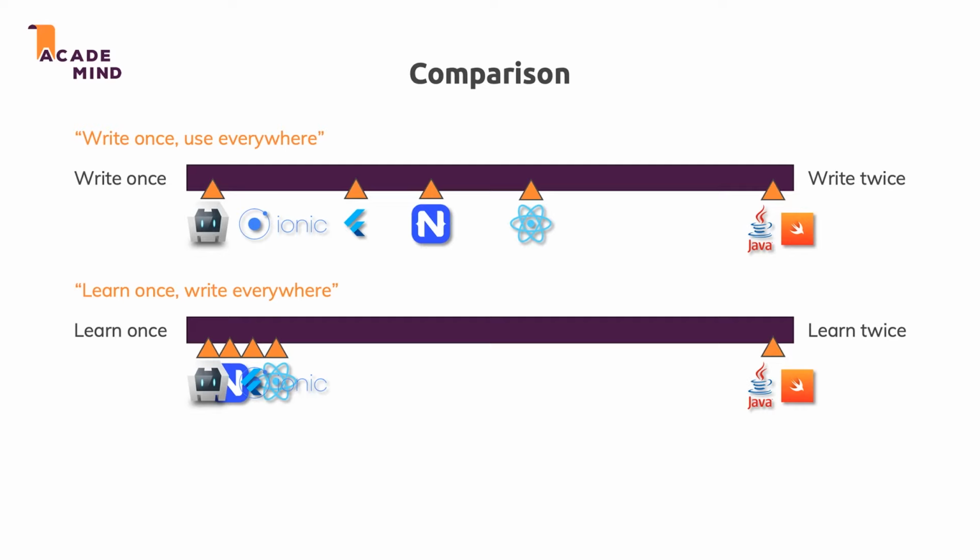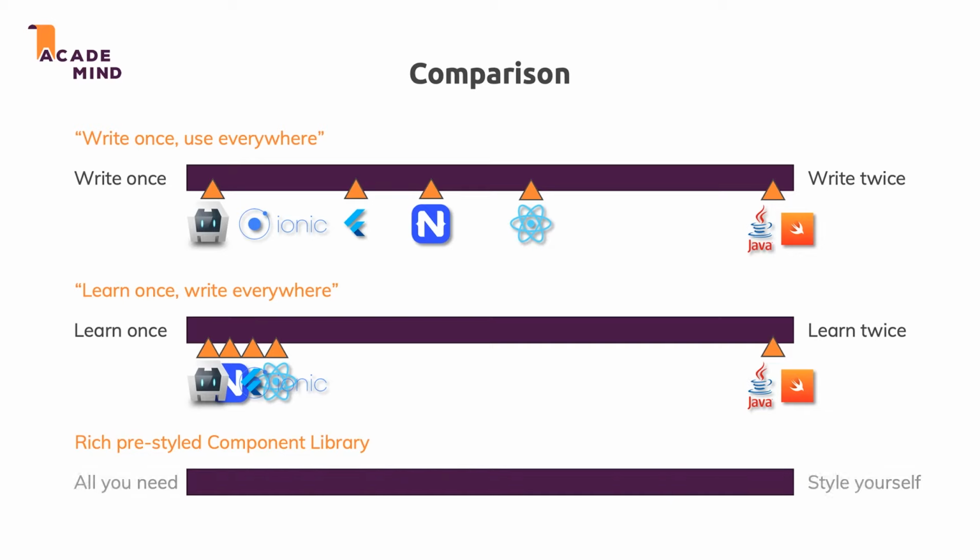Now, also important when building a native app is whether you have a rich pre-styled component library available or not, because that obviously simplifies building the app and speeds up the app building process. If you have to build and style and configure all components from scratch, then of course that takes longer than if at least a broad variety of core components is already built into the solution you're working with. So here I got these two extremes, all you need versus build and style yourself.